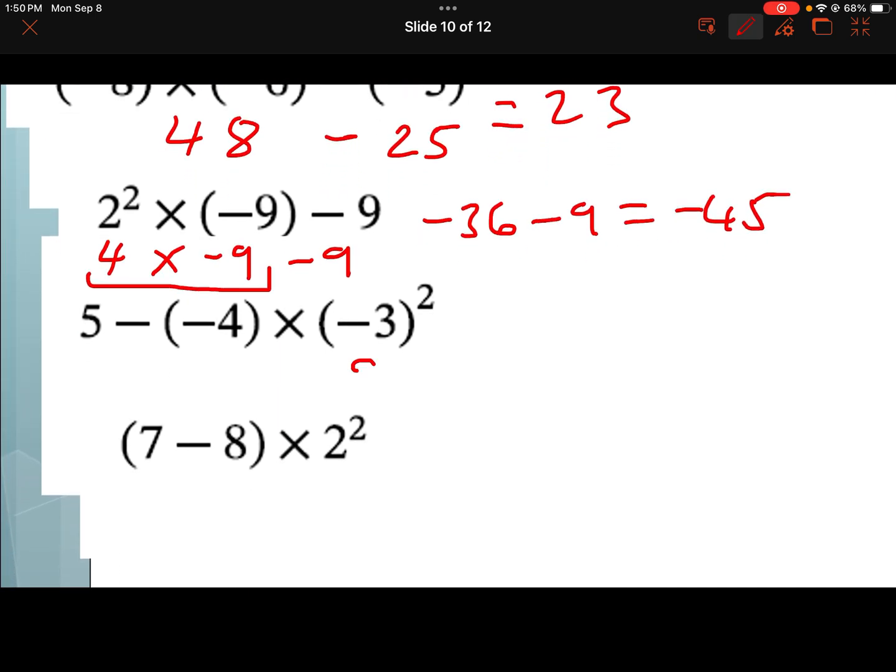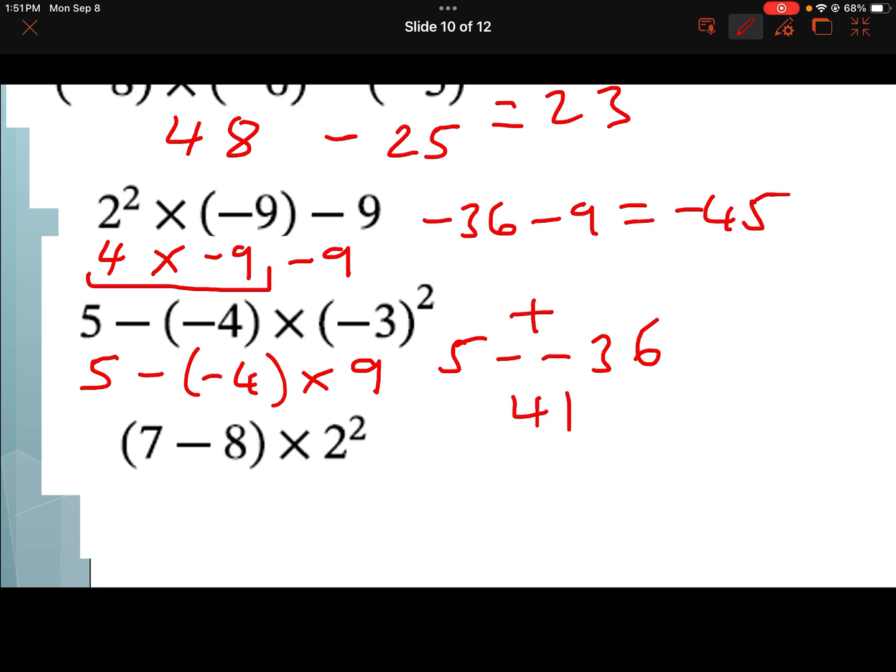-3 all squared is positive 9, because -3 times -3. I've got 5, subtract -4 times 9. So we're going to do -4 times 9 first, which gets you -36. Sorry, my phone went off. So I've got 5, subtract -36. Minus, remember, is a plus. So this is effectively 5 plus 36, which gets me 41.